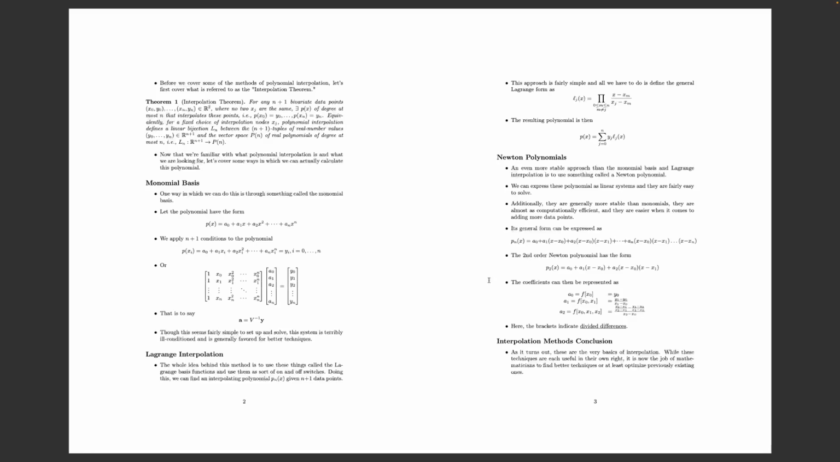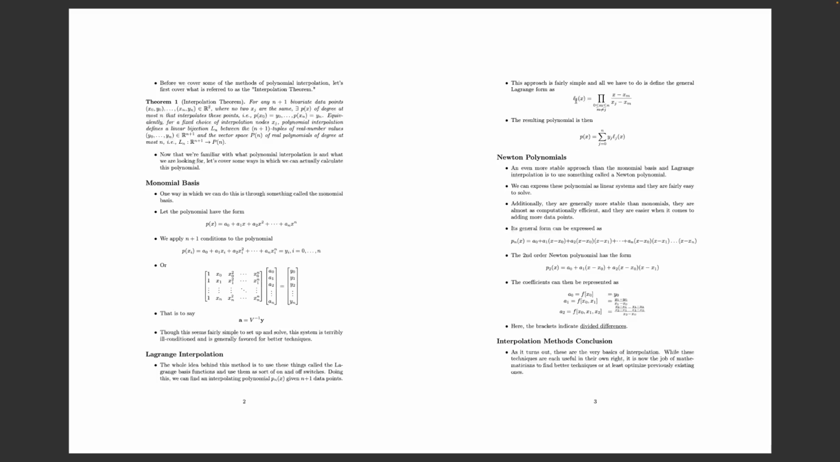So another method to find this polynomial is Lagrange interpolation. And rather than setting up some system like this, the whole idea behind this method is to use what's called the Lagrange basis functions, which are these functions that the mathematician Lagrange made, and we can use them as what I refer to as on and off switches. By doing this, we can then find an interpolating polynomial, again given n plus 1 data points. And so I have that over here.